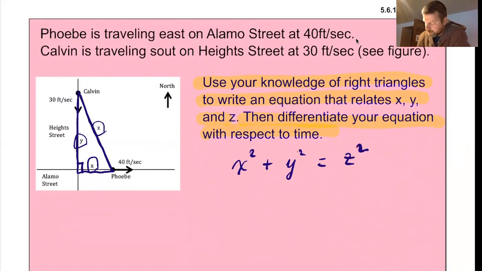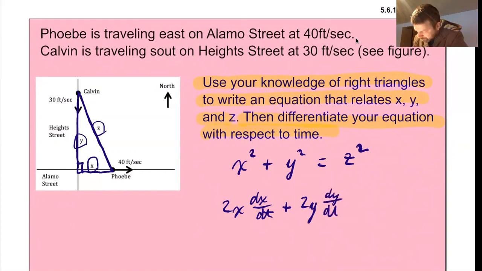Now we're going to take that equation and differentiate it with respect to time, with respect to the variable t. So the derivative of x squared will be 2x times the derivative of the inside, so times dx/dt, since my variable is t for time, plus the derivative of y squared, which would be 2y times the derivative of y, so times dy/dt, equals the derivative of z squared, you guessed it, that's 2z times the derivative of the inside, the derivative of z with respect to time, dz/dt.